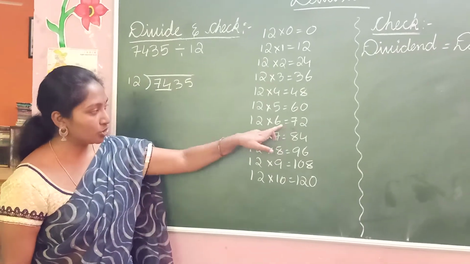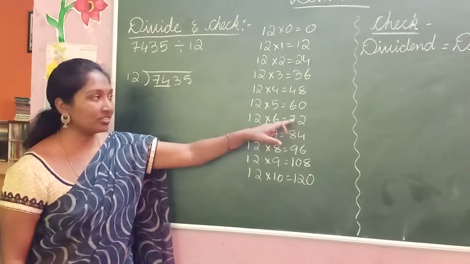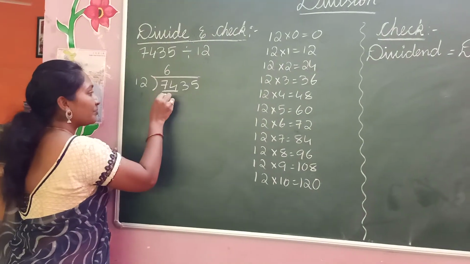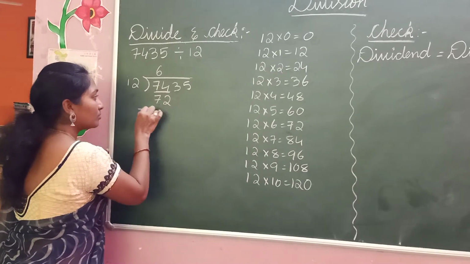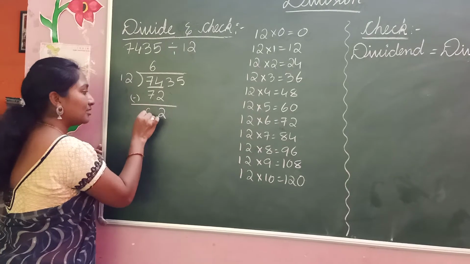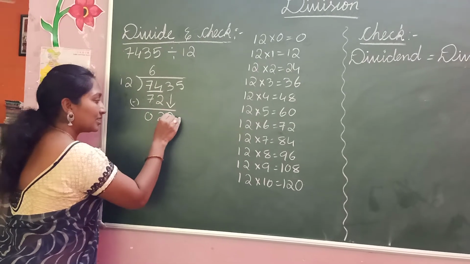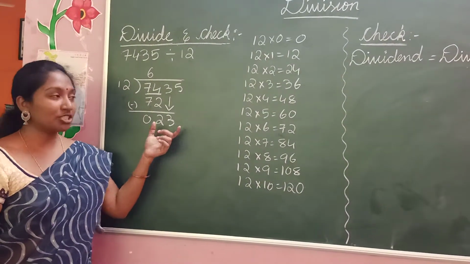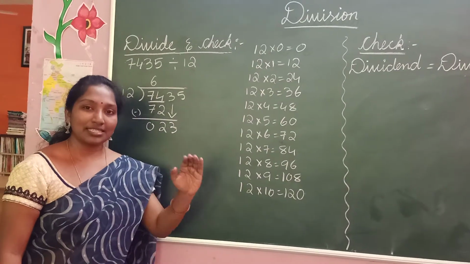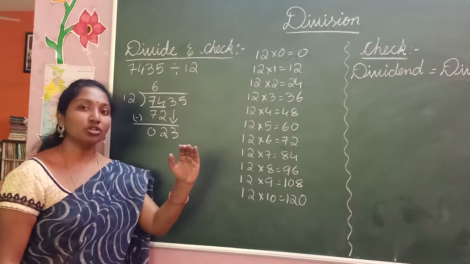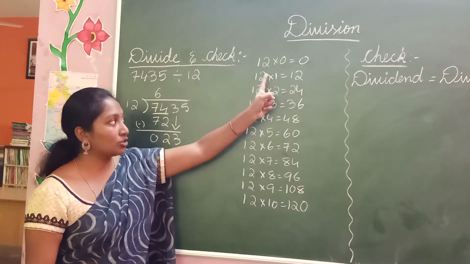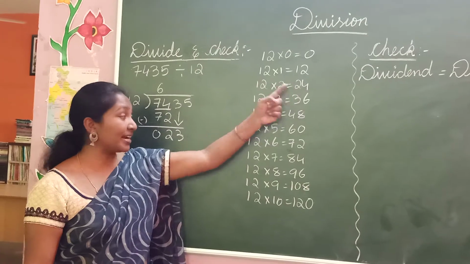So 72. 12 6s are 72. 72 is the smallest and nearest to 74. So take 12 6s are 72. 4 minus 2 is 2, 7 minus 7 is 0. Carry down 3, 23. Now check whether 23 is there or not. Here we don't have 23. So what do you have to take? Consider the smallest and nearest to 23. So 12. 12 ones are 12. 24 is greater than 23.